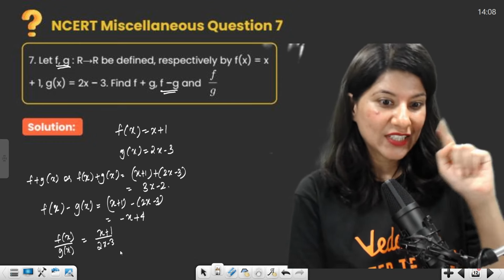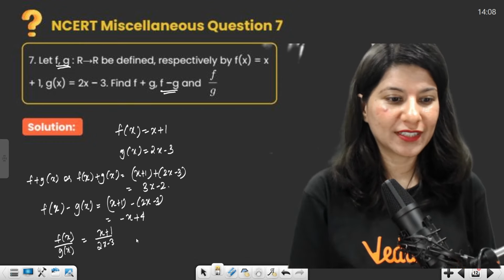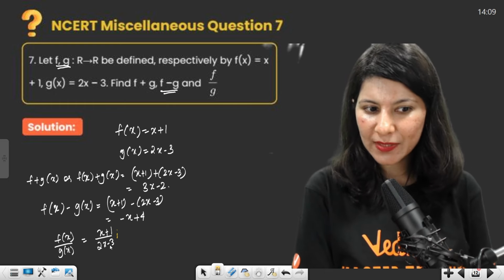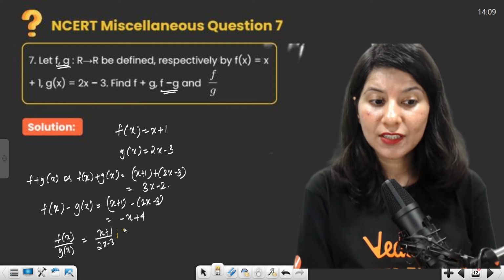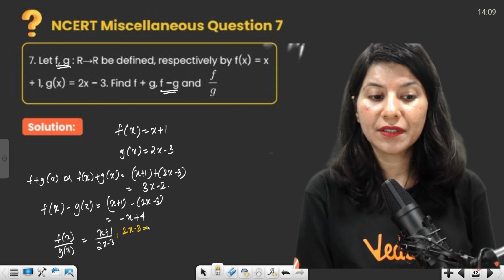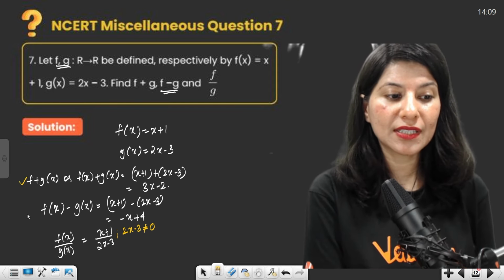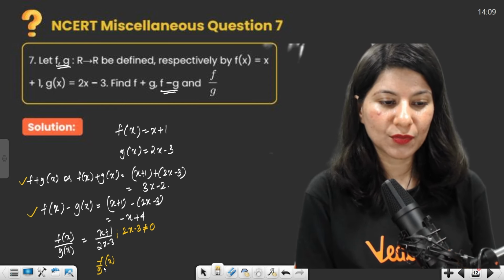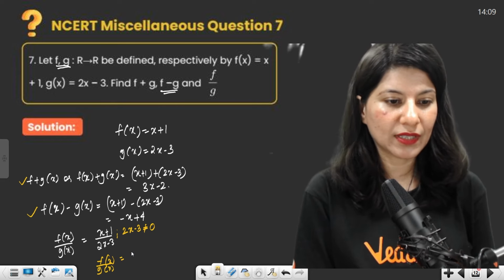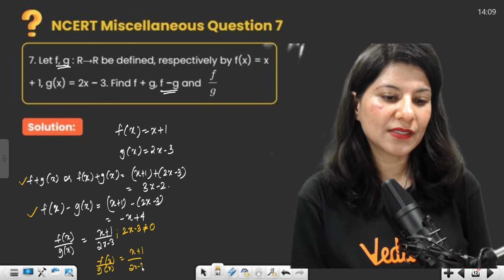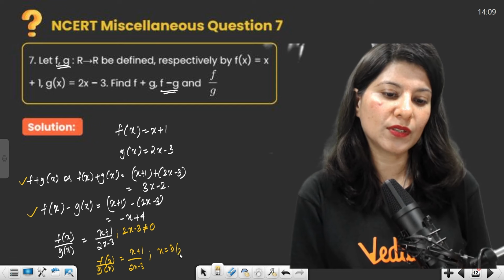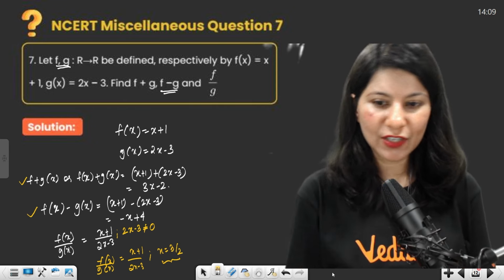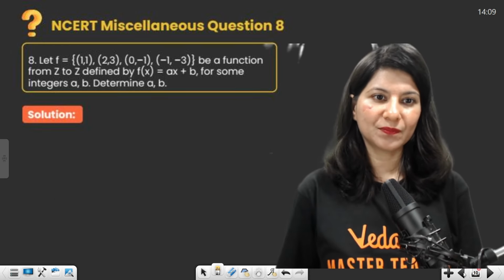But here is a catch. Do not forget to write this. Otherwise your marks will get deducted. f by g is x plus 1 upon 2x minus 3. But the denominator cannot be 0, which was not the case with the others, right? So f by g of x is x plus 1 upon 2x minus 3, but here x can never be equal to 3 by 2. That's specific, you need to specify, right? So I guess we are done with the 7th question as well.